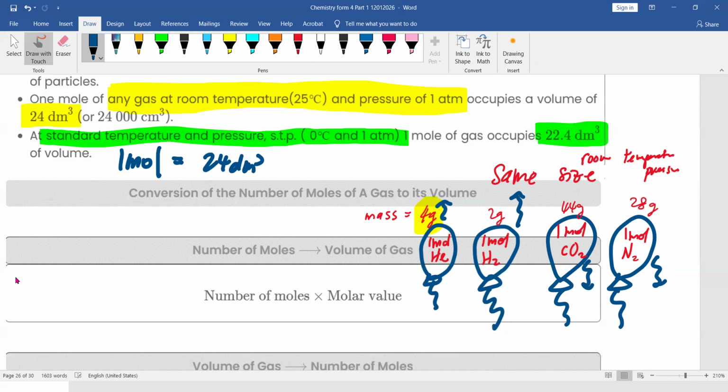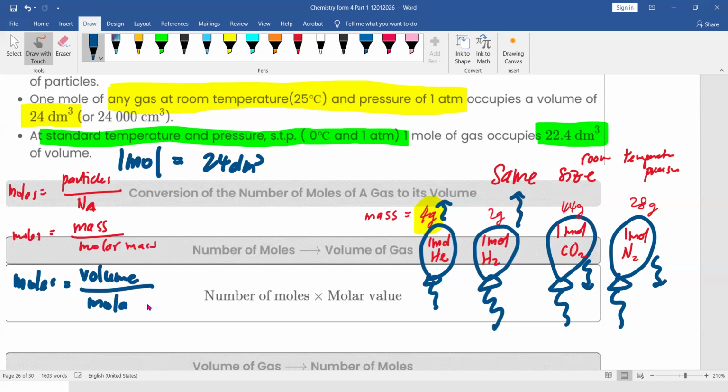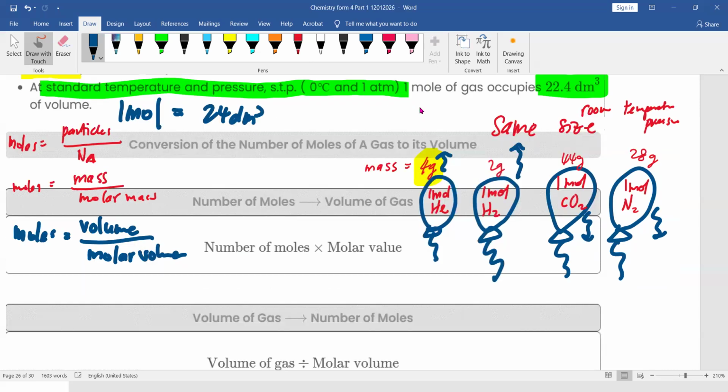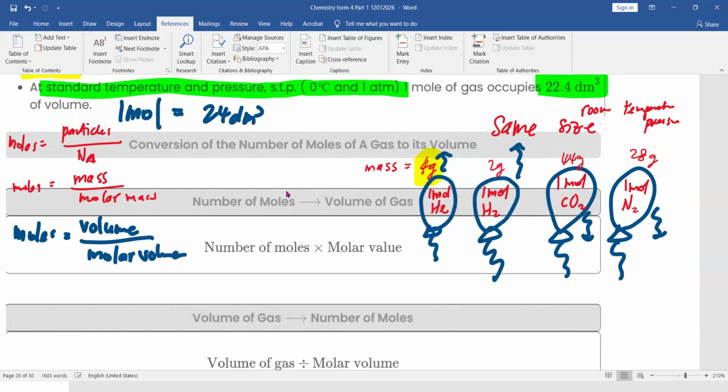So this comes to our third formula. What's our first formula? Amount of moles is particles over Avogadro constant. Our second formula is mass over molar mass. That's amount of moles. Now our third formula, amount of moles equals volume over molar volume. Molar volume is either 24 or 22.4 decimeter cube, depending on the question. Okay? Let's try this.